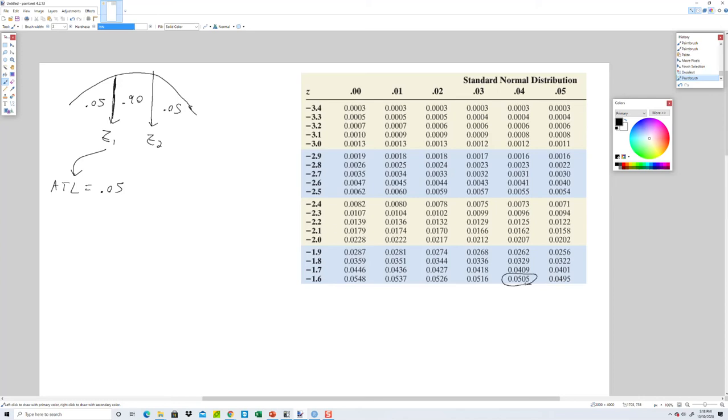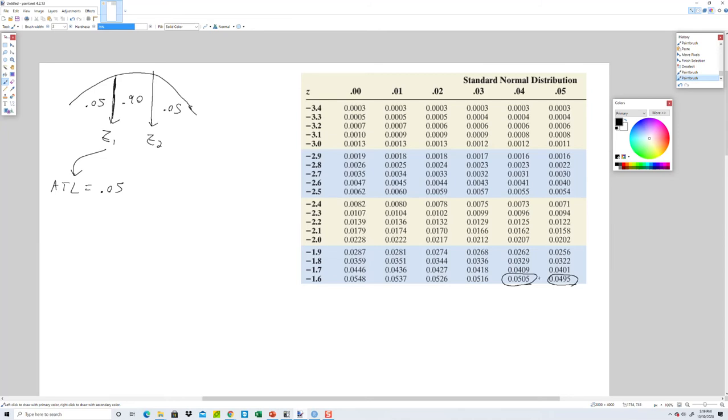Here is 0.0505, which is 0.0005 away. And here is 0.0495, which is 0.0005 away. Both of those are equal distance. So 0.05 actually falls halfway in between there.